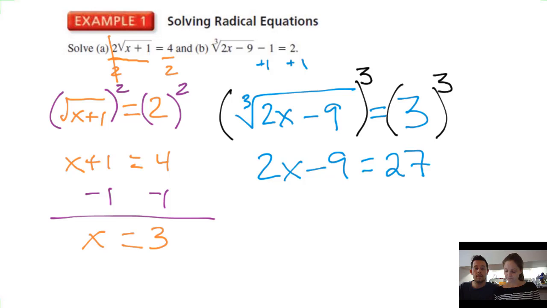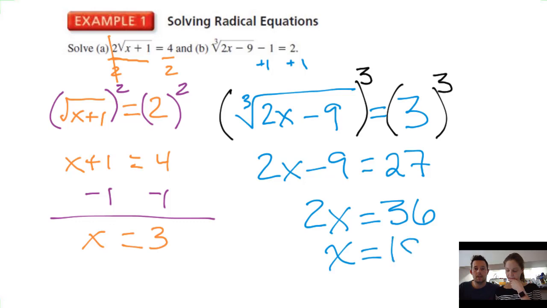And from this point, you have a simple linear equation. Just as a preview, you could get many different polynomial equations here. Maybe we'll see some in the future examples, but I'm sure you know how to solve this by adding 9 to both sides here and getting 36, and then dividing both sides by 2 to get 18.